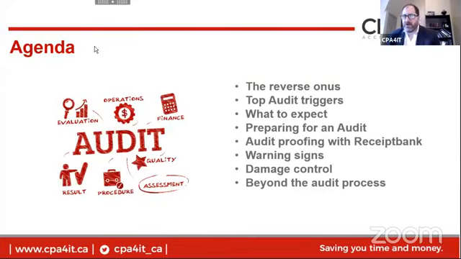So we're going to help you guys understand the audit process a little bit today. To do that, I'm going to go through a couple of key areas. I'm going to talk about the reverse onus, something that you may or may not be familiar with, some of the top audit triggers, what to expect in an audit, how to prepare for an audit, and then of course, in preparing for an audit, we're going to dive into Receipt Bank and how to actually audit proof your business with Receipt Bank.